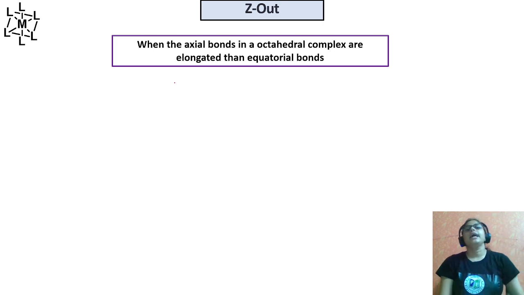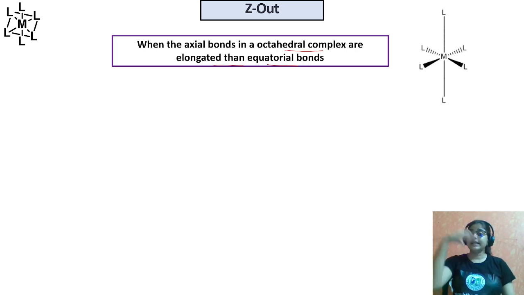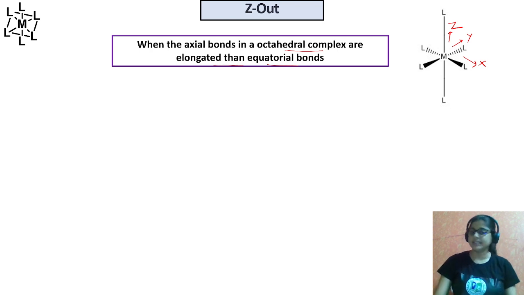Z out means when axial bonds in an octahedral complex are elongated compared to the equatorial bonds. Elongated means the bond length will be more in the Z direction. So let's say for the case of a complex, this is Z, this is Y, this is X. The axial bonds, which are along the Z axis direction, will be elongated compared to equatorial. In that case, this kind of distortion will be called Z out distortion.